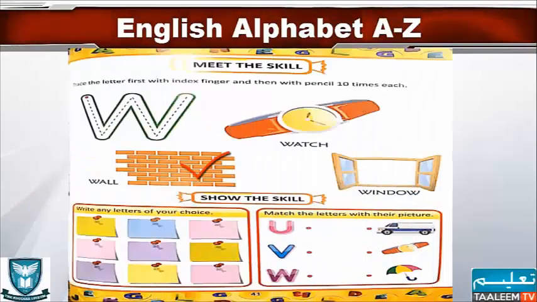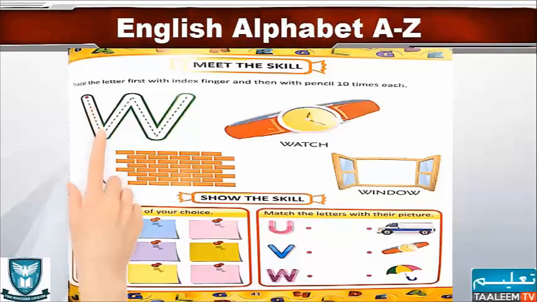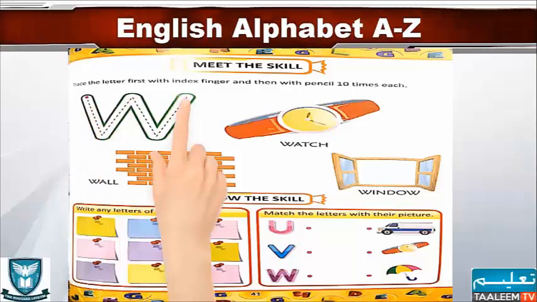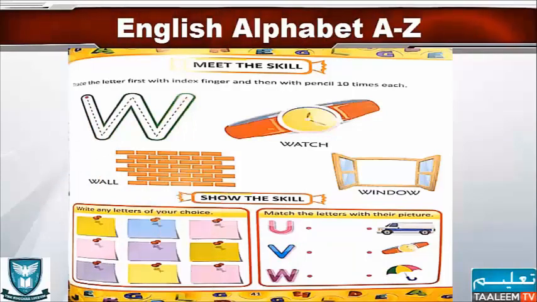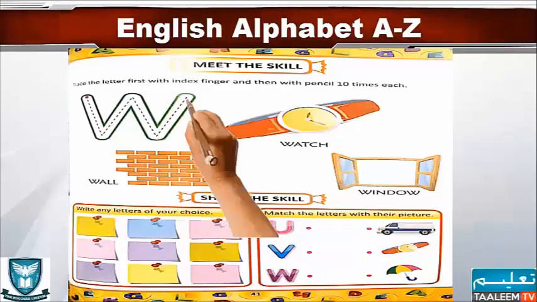Wall, watch, window, wall, watch, window. Good. Now you can trace the letter W with the help of your index finger 10 times. Good. After that, you can use your pencil to write the letter W by joining dots.